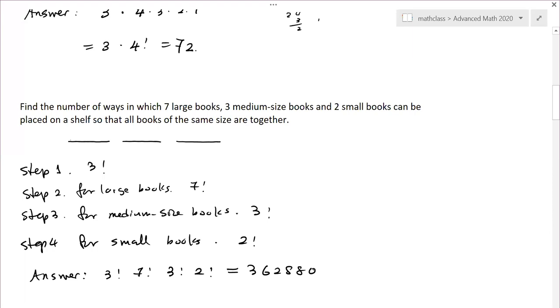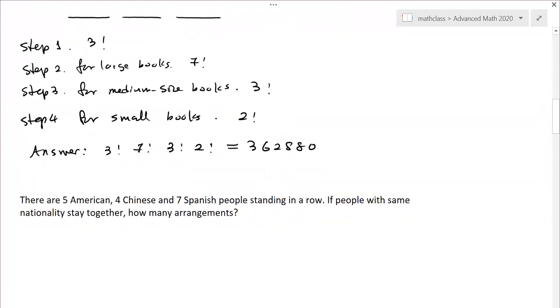Good job. So you have to design the way to make the arrangements. Larger books must stay together, and medium-sized books should also be put together. So here is a similar problem.